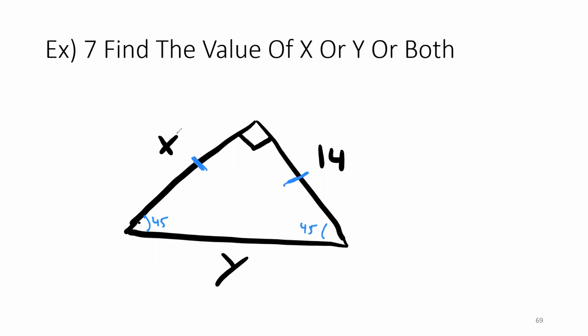So could we easily find x? Yes. And this is going to be 14 because this leg has to be congruent with this leg. And then to find the y value, or the hypotenuse, you simply multiply your leg times radical 2. So our leg is 14, so it's 14 radical 2. Okay, so x is 14, and your y value is 14 radical 2.